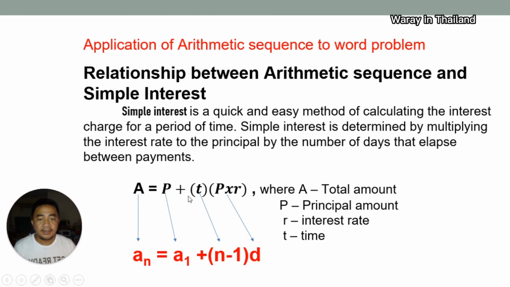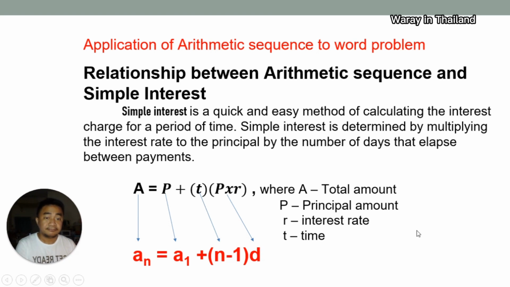We have here the time. The time would be the same as the number n, but here our n would be plus 1. So if the time is 1 year, then we add 1, that would be 2, because our principal amount is already our first term. Meaning, if we're going to get the amount after a year, then n is equal to 2. Now for the rate, the principal amount times the rate would be equal to the common difference.